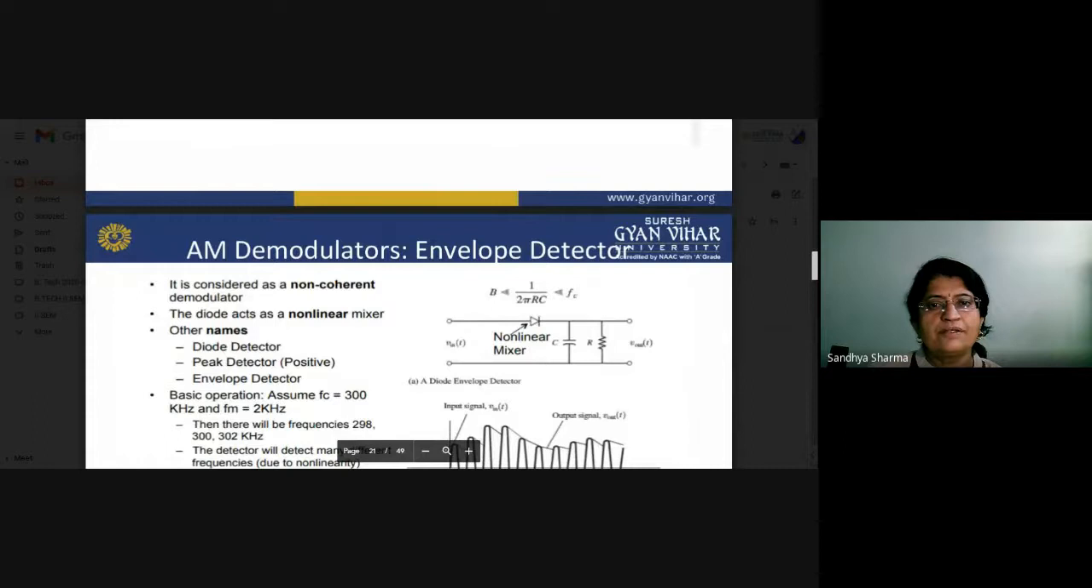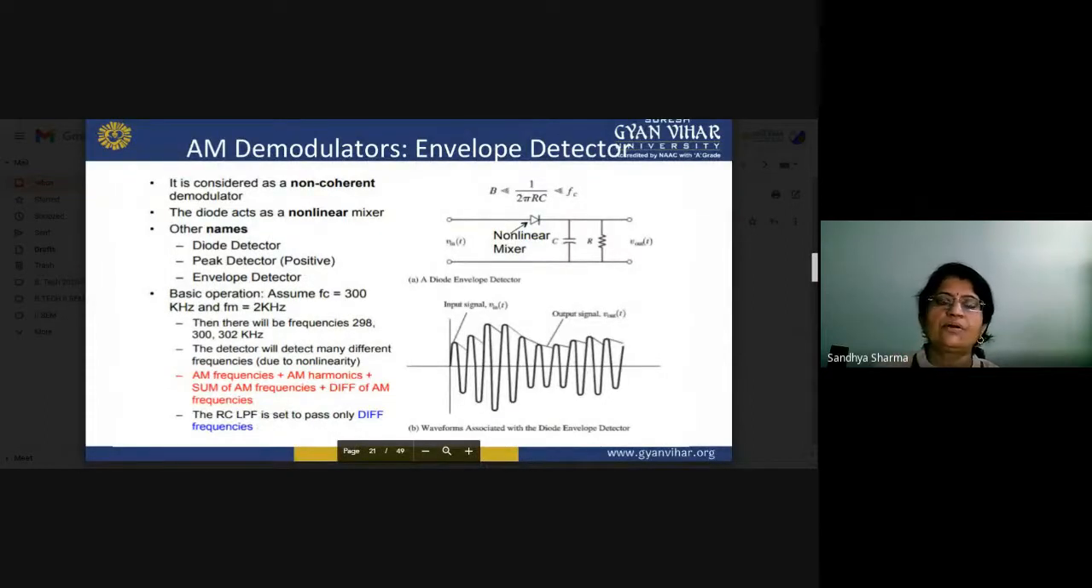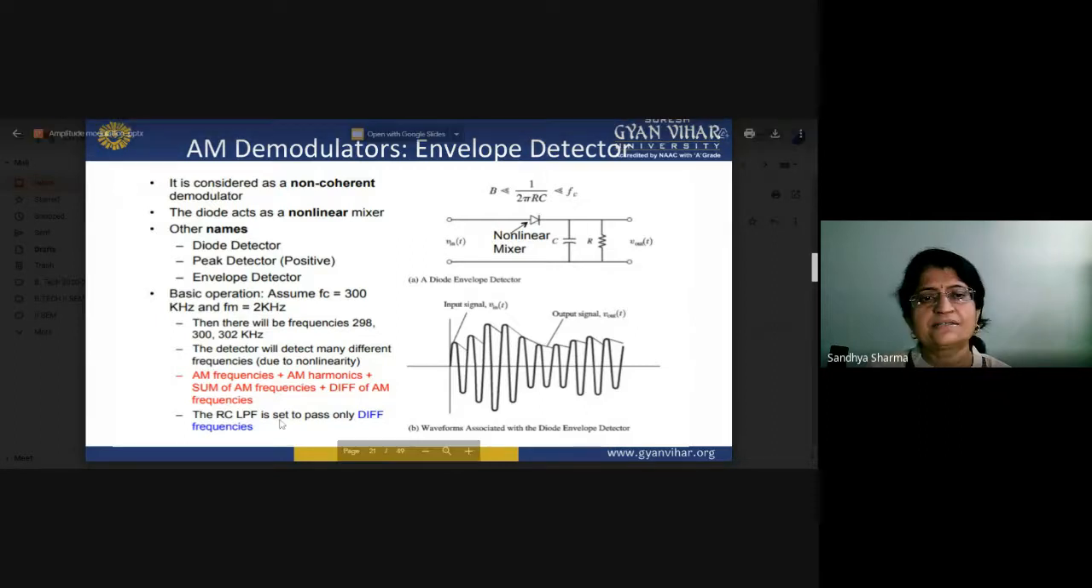What about the AM demodulator? The AM demodulator, or envelope detector, is basically a demodulation technique for non-coherent systems. We will see how we can demodulate our signals and what the method of non-coherent demodulation is. The diode acts as a non-linear mixer, and there is an RC component. So the diode works as a mixer here. This is generally called a diode detector.